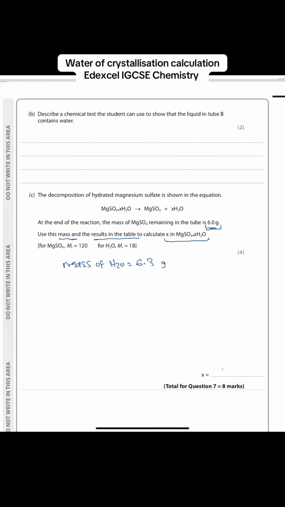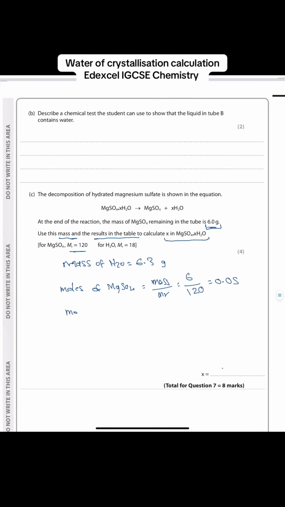Now we need to find the molar ratio between magnesium sulfate and the water in the hydrated salt. So moles of magnesium sulfate will equal mass over MR. So that's 6 over 120. This is the MR of magnesium sulfate, and that gives you 0.05 moles. And then moles of water as well, we're going to do the same. So mass over MR, so 6.3 gram over 18, and that will give you 0.35 moles.